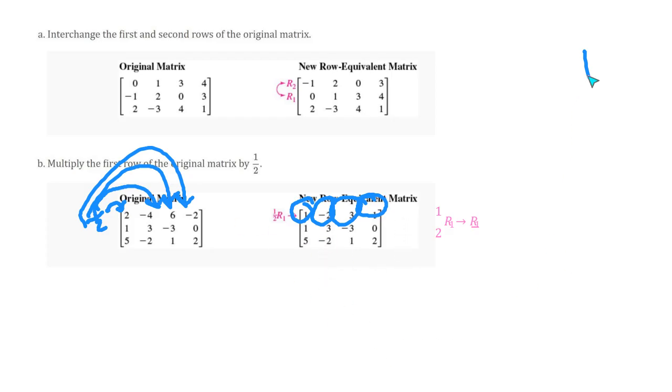Now, symbolically, the operation that we did is represented as this here. We multiplied 1/2 times the first row, and then whatever answer we got, we put it back in that first row. Okay, so that's a symbol for that.